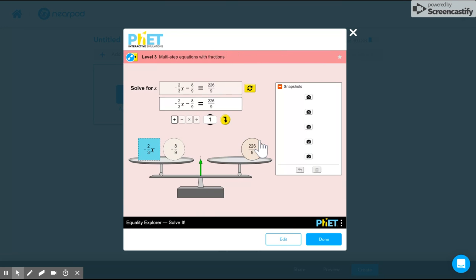Let's look at level 3. So in this case, this is what we've been doing. We've been multiplying everything by a constant number like 9. That way we could get rid of the fractions. So I'm probably going to go ahead and do that now. Multiply every single thing by 9. And notice that gets rid of all of the fractions for us.